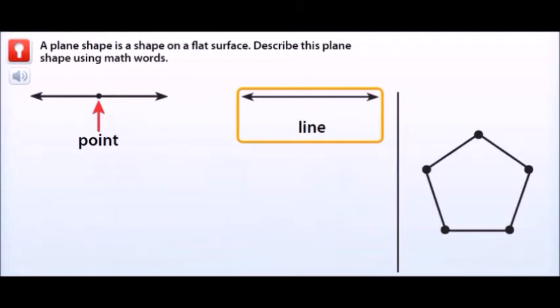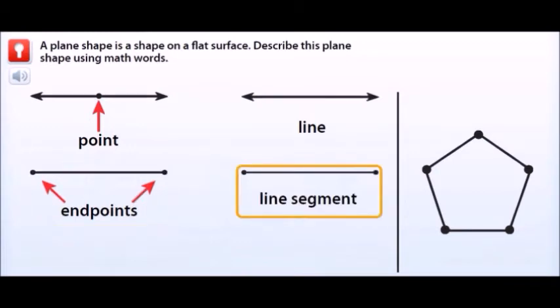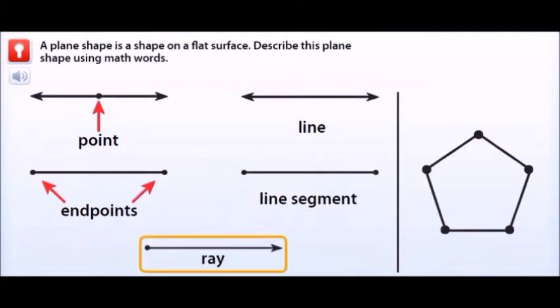A line is a straight path that continues in both directions and does not end. Endpoints are the points that are used to show segments or parts of lines. A line segment is a part of a line with two endpoints. A ray is part of a line with one endpoint. This shows that a ray continues in one direction and does not end.